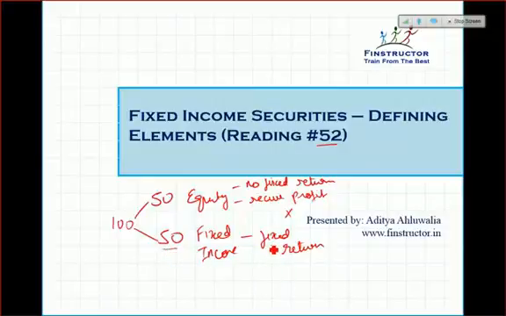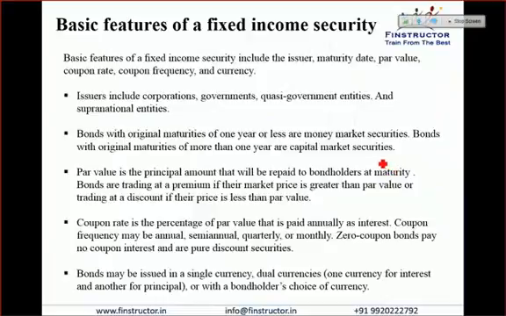In these next few readings, we'll understand more about the characteristics of these fixed income securities issued by governments, corporates, and other bodies, and how the return dynamics of fixed income instruments impact your portfolio. So initially we'll go through some basics and some definitions relating to fixed income securities.